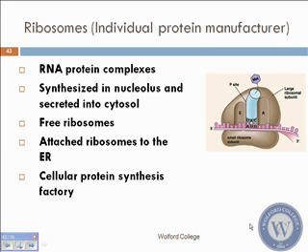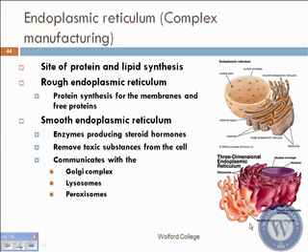If, on the other hand, I want to incorporate this into, let's say, a cell membrane, I have to attach the ribosome to the endoplasmic reticulum, which ends up being called the rough endoplasmic reticulum. And that actually produces a complex protein synthesis factory of the cell. So the endoplasmic reticulum is really the complex manufacturing system. That's really your factory of all the big proteins that you're wanting to make. Okay?